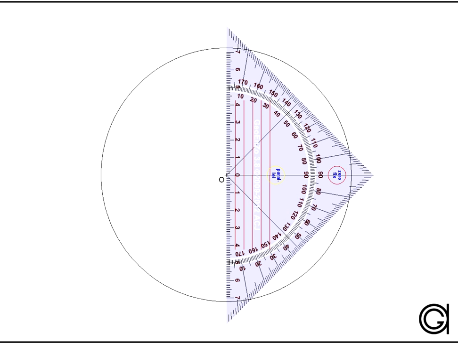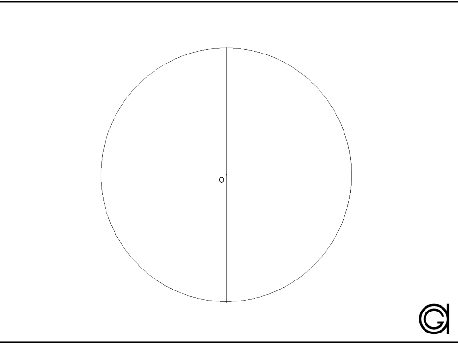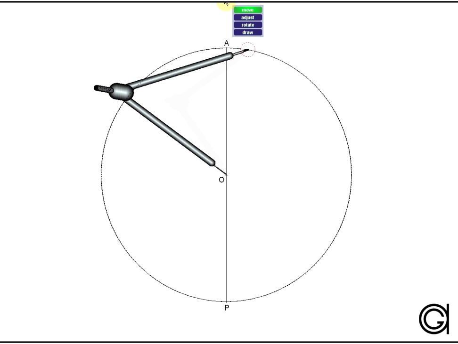Hello, let's draw an equilateral triangle inscribed in a given circle. As you can see, we have drawn a circle with its center O. The first thing we are going to do is to draw a vertical diameter. This vertical diameter cuts the circle at 2 points, which we call A and P, as can be seen here in the video. This point A is going to be the first vertex of our equilateral triangle.